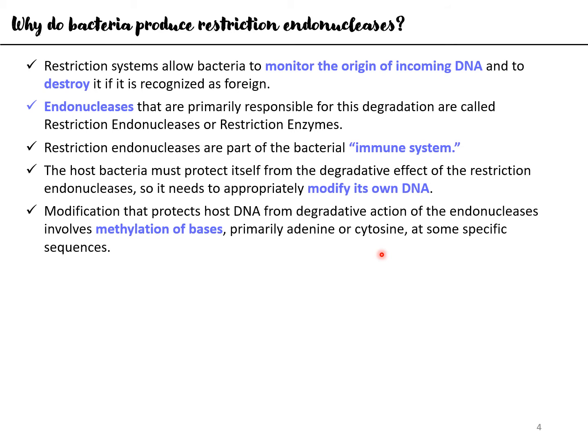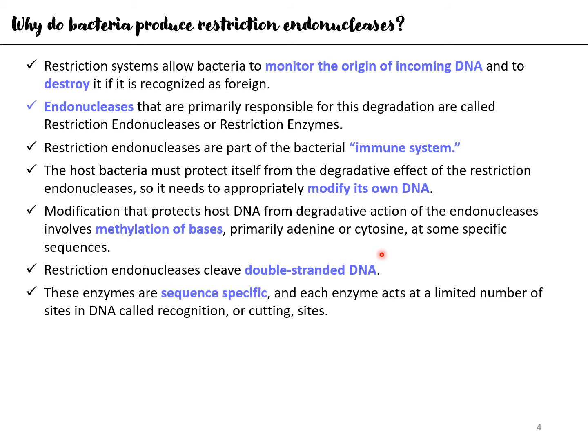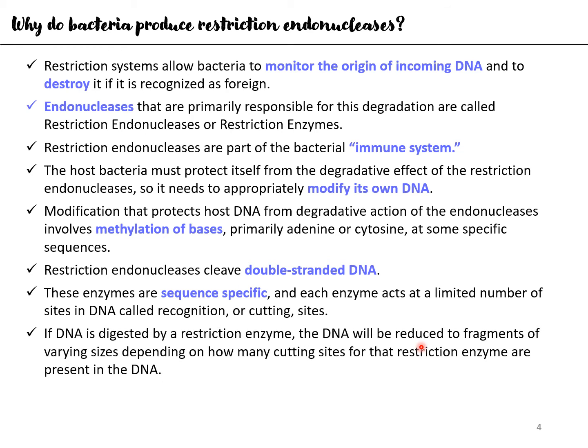Otherwise, the incoming foreign DNA would also be methylated and it could not be cleaved and the entire point of the immune system would fail. So restriction endonucleases cleave double-stranded DNA, an important point to keep in mind. These enzymes are highly sequence specific, they exhibit great degree of specificity, and each enzyme acts at a limited number of sites in the DNA, which are called recognition or cutting sites.